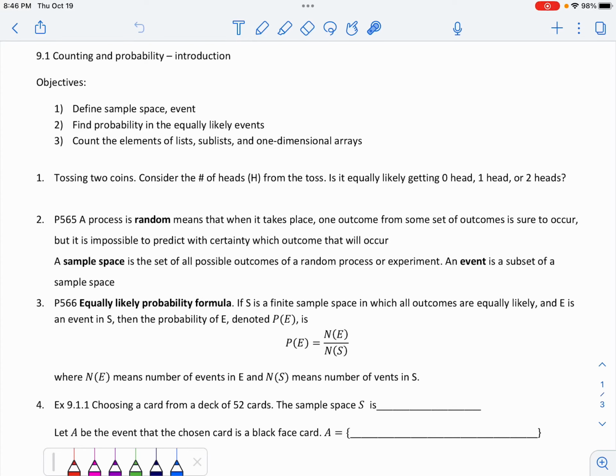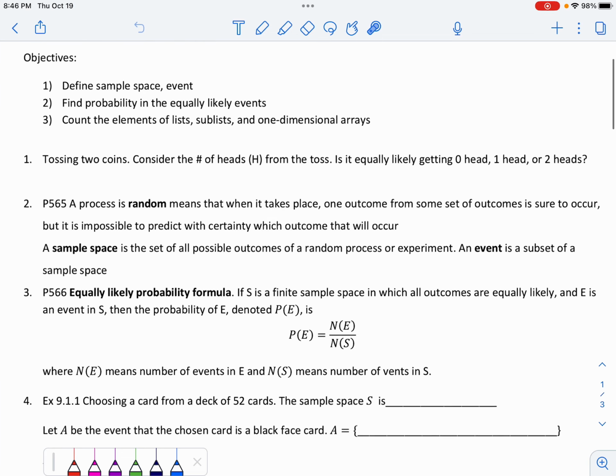Hi guys, in this section we're going to give a little introduction to counting and probability. This chapter is a pretty fun chapter in my opinion. So in this first section we're going to begin with very simple stuff. Let's define sample space, events, and we'll focus on one rule, which is the equally likely events probability rule. And at the end we'll learn how to count elements of list, sublist, and one-dimensional arrays.